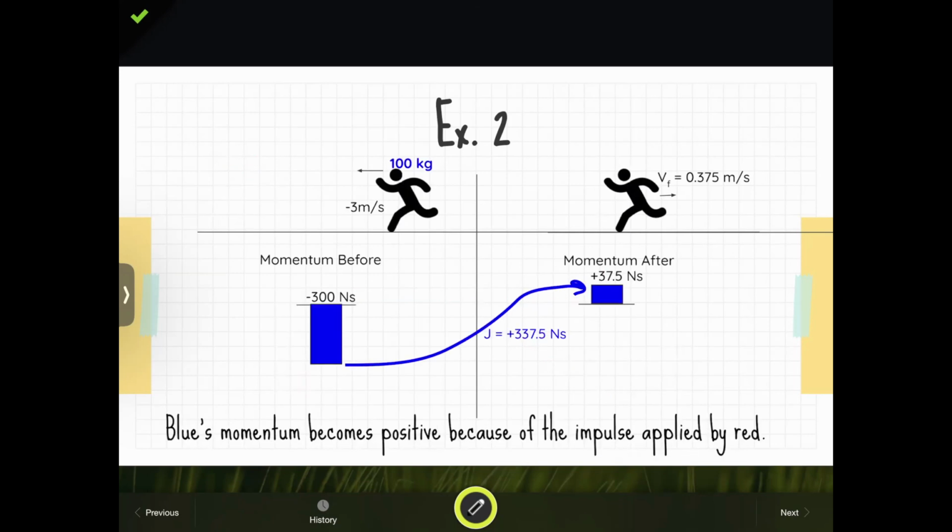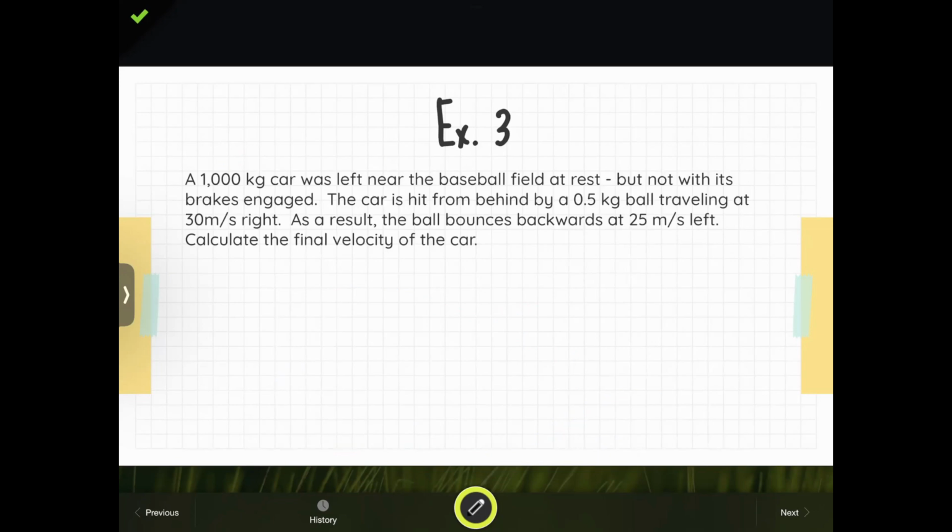And same for blue. So if I do the momentum before and the momentum after, I get the momentum changes from negative 300 to positive 37.5. Impulse is the change in momentum for a single object at a time. So last one, this is about the hardest I can ask. Elastic collisions are about the hardest I can ask because then if objects bounce off each other, you end up with two masses, definitely, and four velocities.